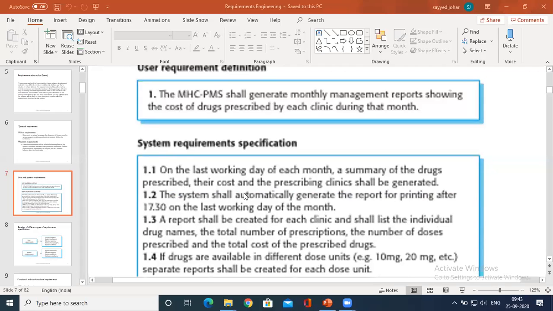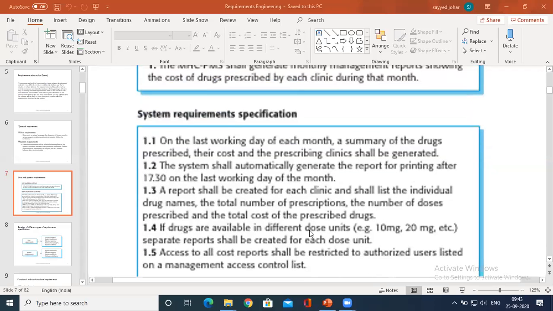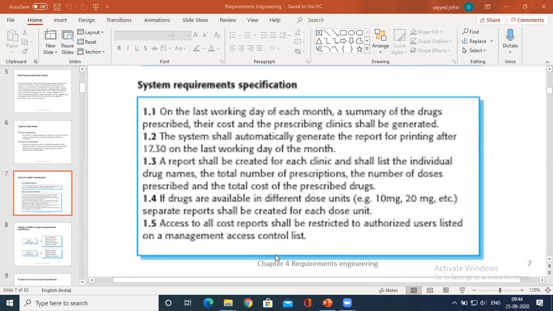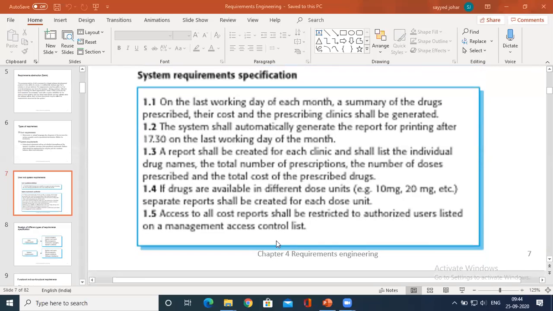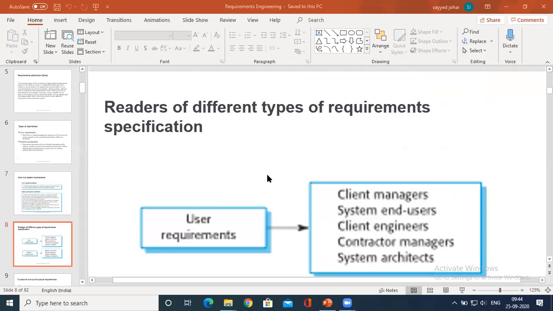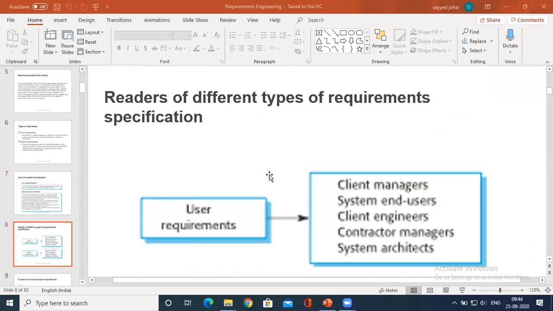Again, with respect to the timing constraint, there is automatic generation of the reports at a particular time on the last working day of the month. Similarly, there are many system requirement specifications that could be written. That is whether the same types of drugs are available in different types of doses. So you could go through these system requirements and the user requirements.